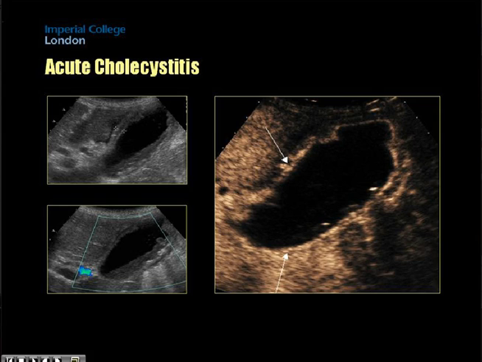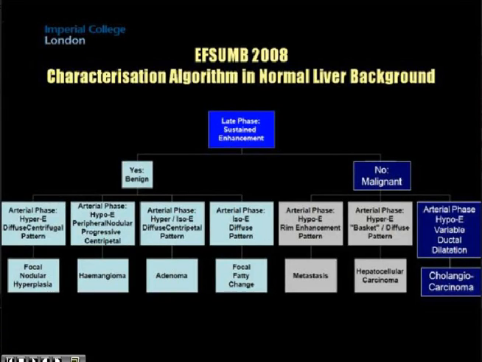Now, this algorithm that I'm showing you here looks at the late phase uptake as well as the arterialization of these tumors. By looking at the appearances, you can define whether these lesions are malignant or benign, or also look at the actual tumor types. This is the algorithm that was published in the EFSUMB 2008 guidelines, and cholangiocarcinoma does appear in that particular algorithm.